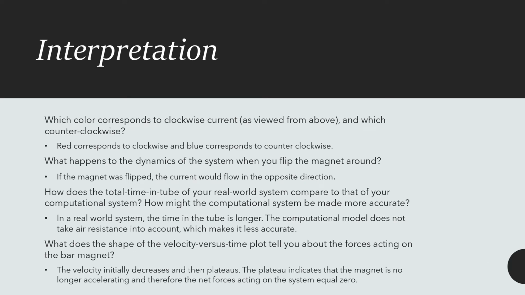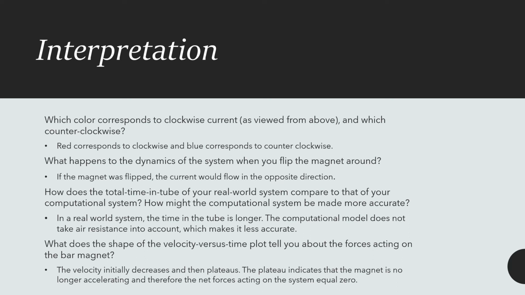Now for the interpretation of my model, the red current was clockwise and the blue was counterclockwise. In the given code, the rings with the current greater than 0 were colored red, and the rings with the current less than or equal to 0 were colored blue. Using Lenz's law, we know that red represents clockwise and blue represents counterclockwise. If the magnet was flipped, we know that the current would flow in the opposite direction.